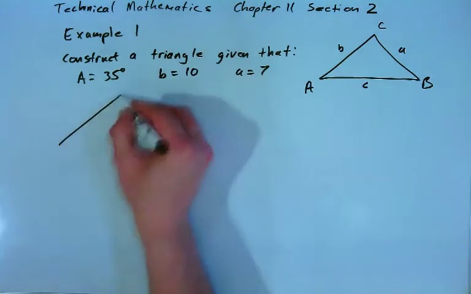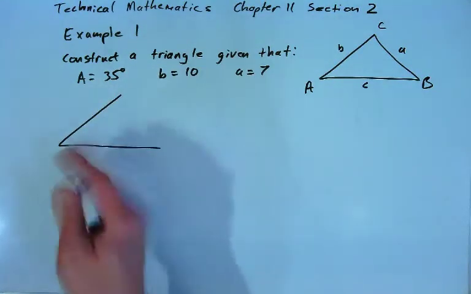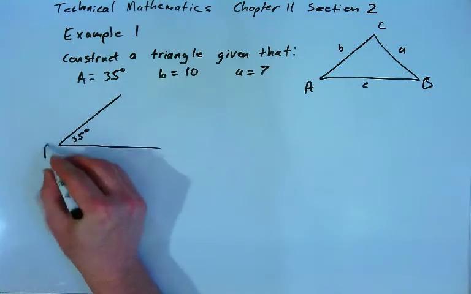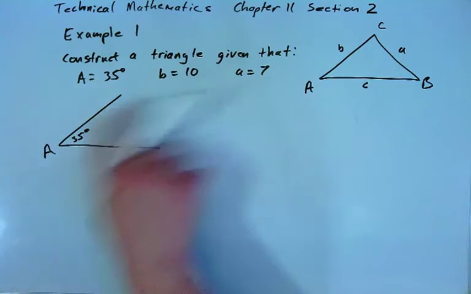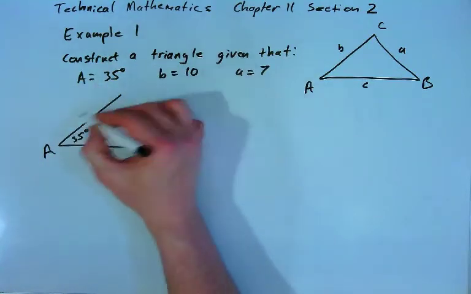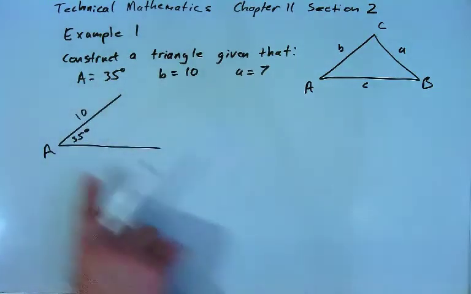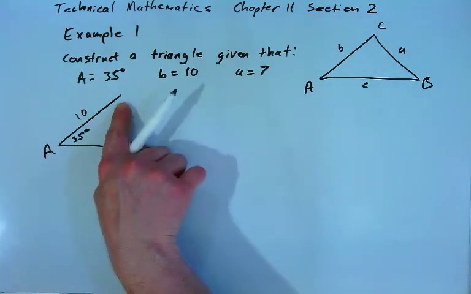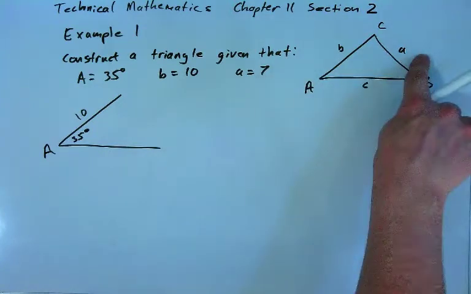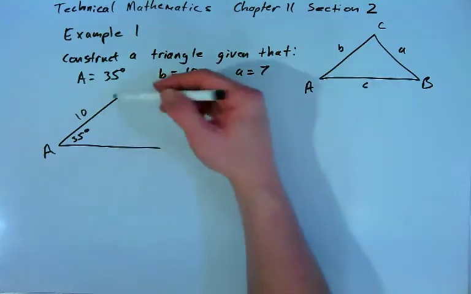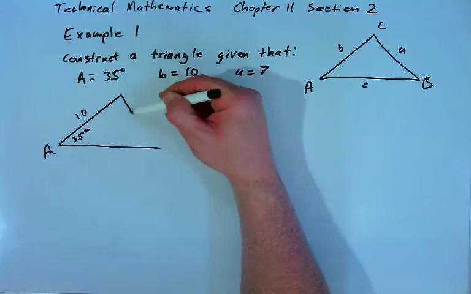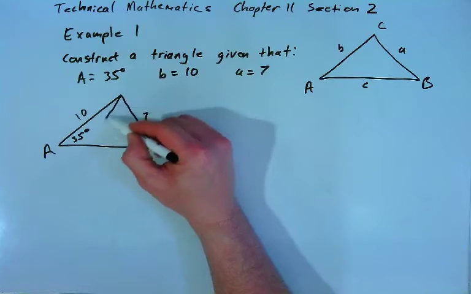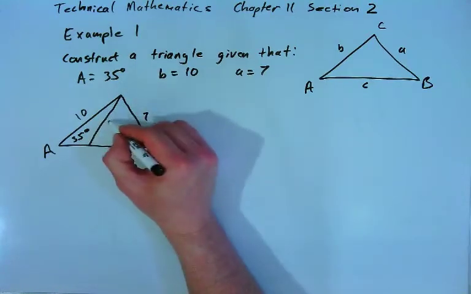We know that angle A is 35 degrees. We could use a protractor to measure this if we wanted to be very accurate. We know that side B is 10, so they're giving us the length of this side. We know that this is 10. And then they don't tell us how long side C is, and they don't tell us what angle C is, but they do tell us that side A is 7. And so we have two different options here. A line of length 7 will fit here, but a line of length 7 also fits here.